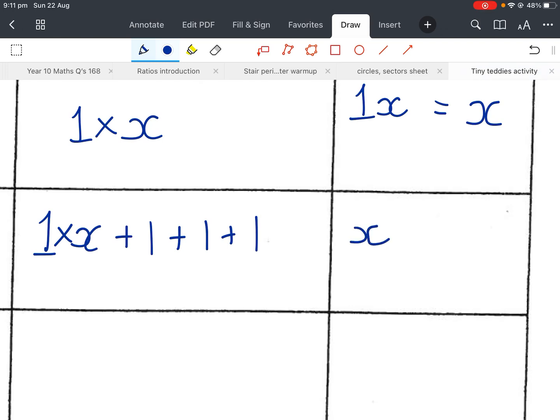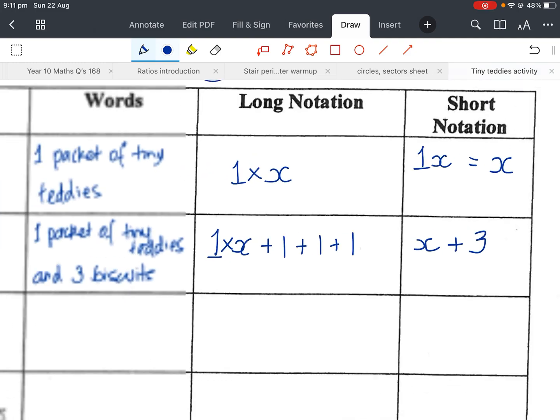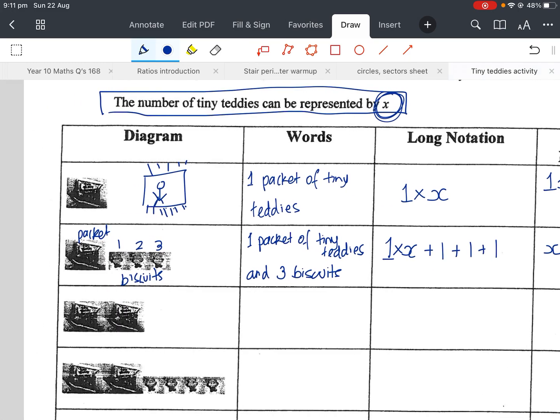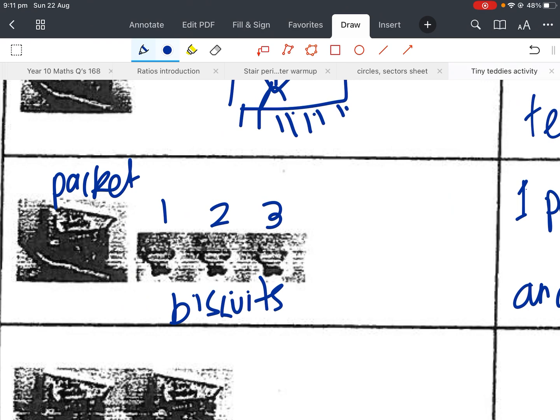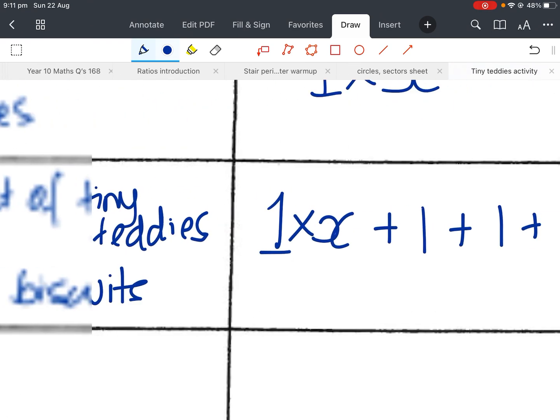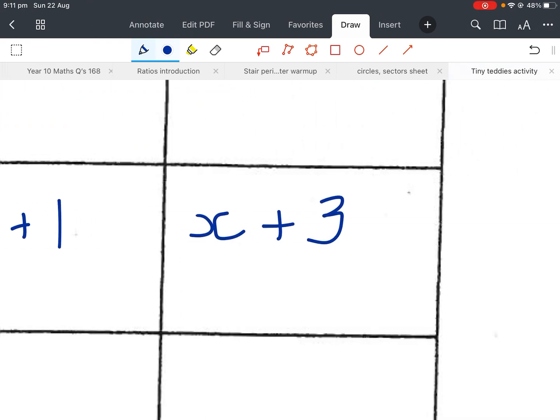If you still like to write 1X, you may. And do you think you can shorten 1 plus 1 plus 1 for me? I reckon you could do that on your own. That would be 3. So this little tiny teddies packet here, 1 packet with 3 biscuits, we could write that in algebra as X plus 3. Ooh, you're learning some algebra if you've never done that before.